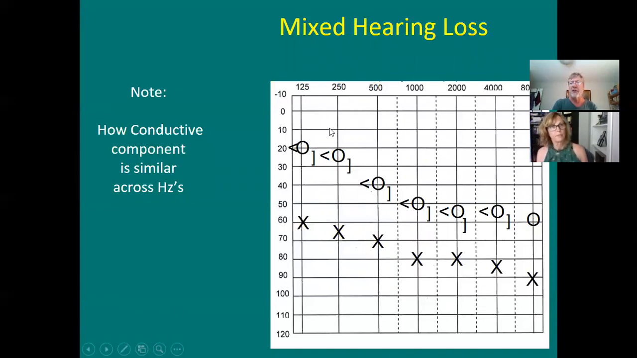Look at this mixed hearing loss here. It's a mixed hearing loss. Notice how you've got a sensory neural loss in the right ear, and now the person in the left ear has an ear infection. But notice how the degree of loss is equal across the frequencies. If the right ear was normal, the left ear would have an air bone gap that was flat.